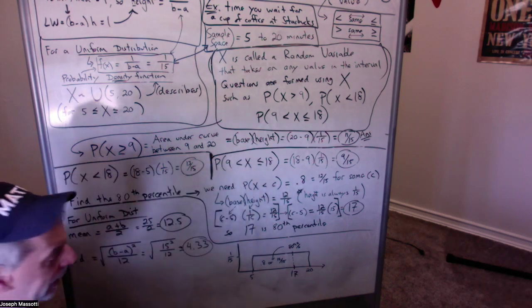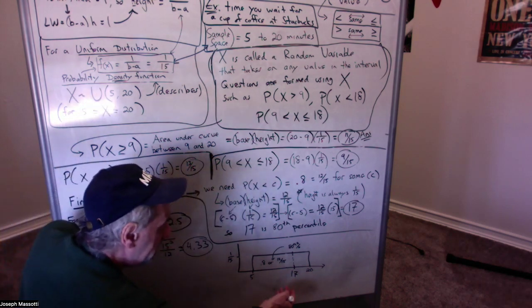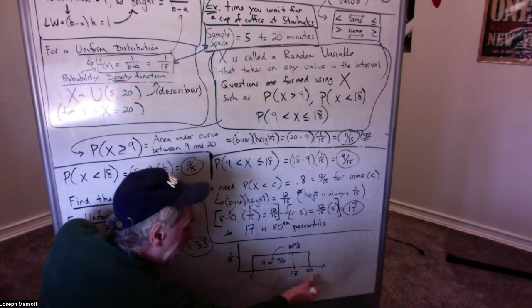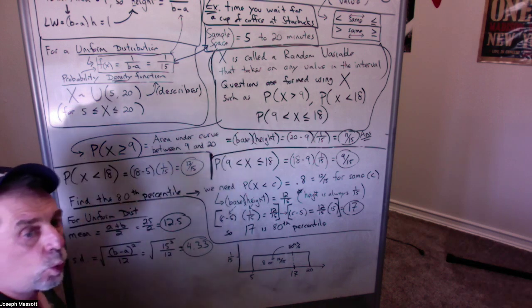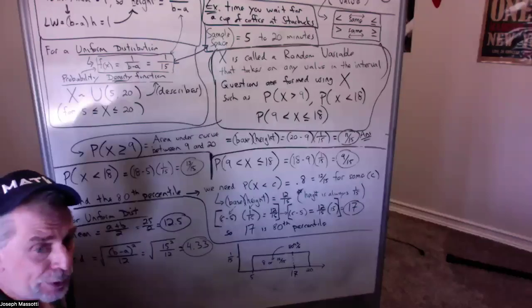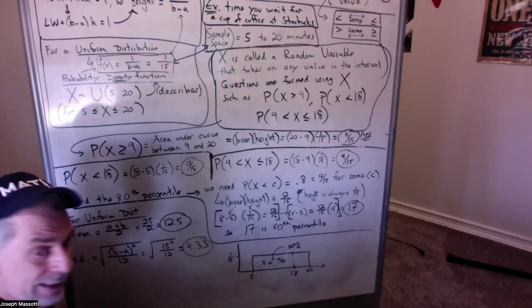is 17. And with this example, it's again pretty easy to see. There's 3 here. This would be the width, 3 over 15. That's 1/5. 4/5 is 80%. So it all comes together nicely.